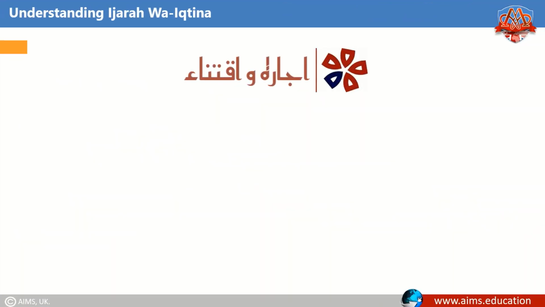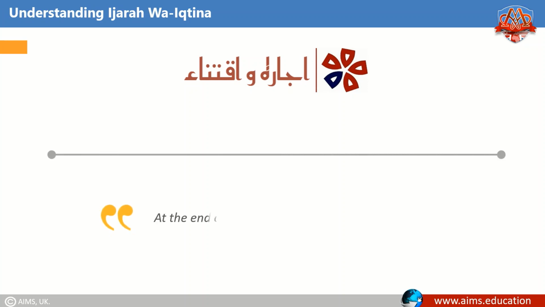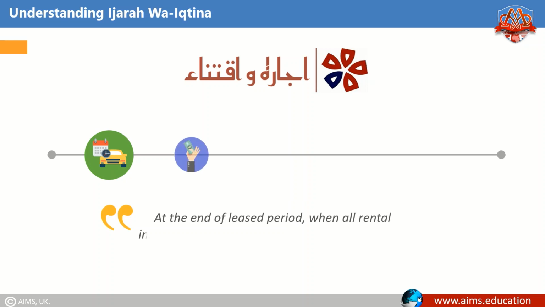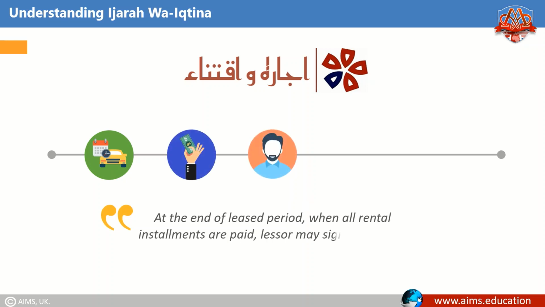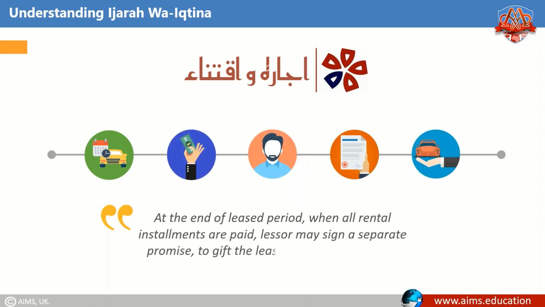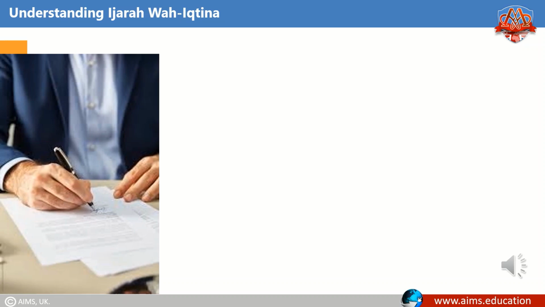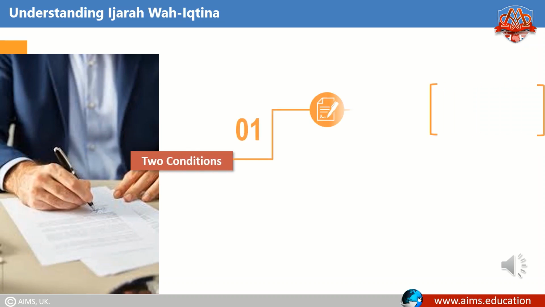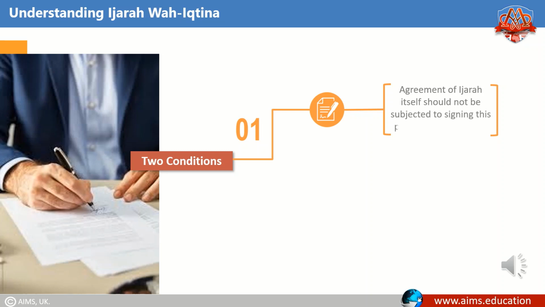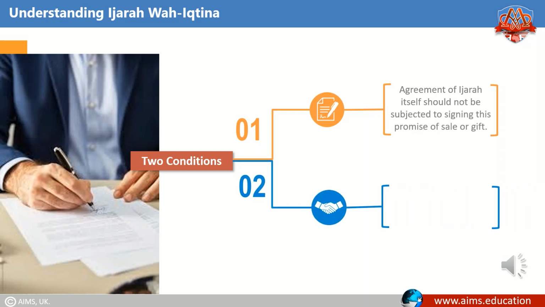Understanding Ijarah wa Iqtina. In this type of Ijarah, at the end of leased period when all rental installments are paid, the lessor may sign a separate promise to gift the leased asset to the lessee. The validity of this arrangement is subject to two conditions. First, the agreement of Ijarah itself should not be subjected to signing this promise of sale or gift. And second, the promise should be unilateral and binding on the promiser only.